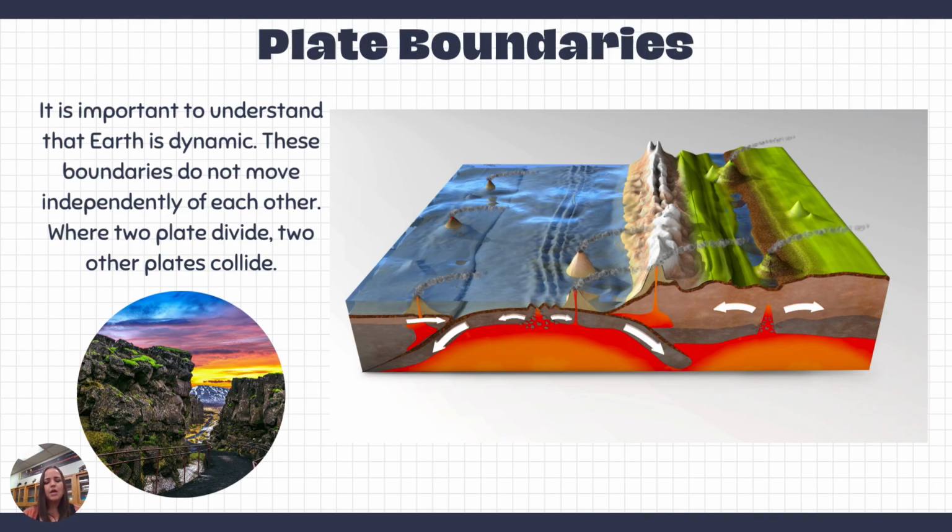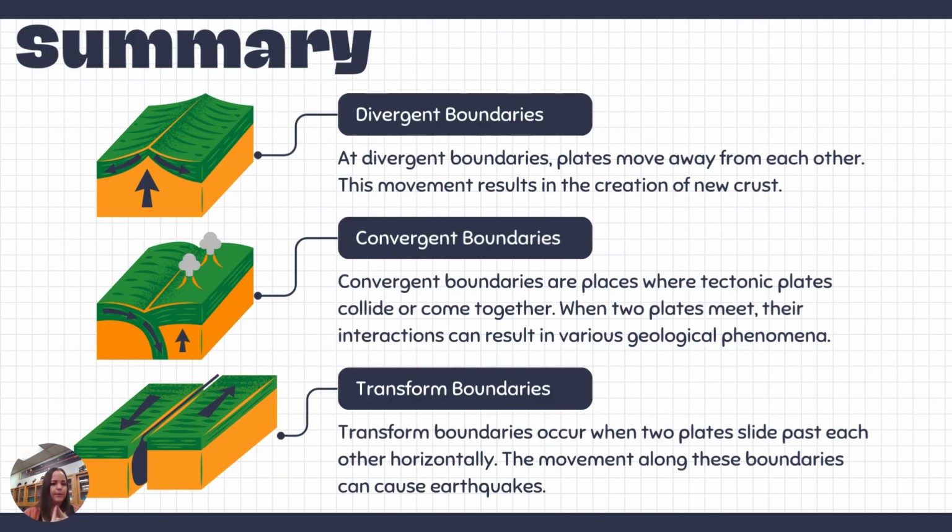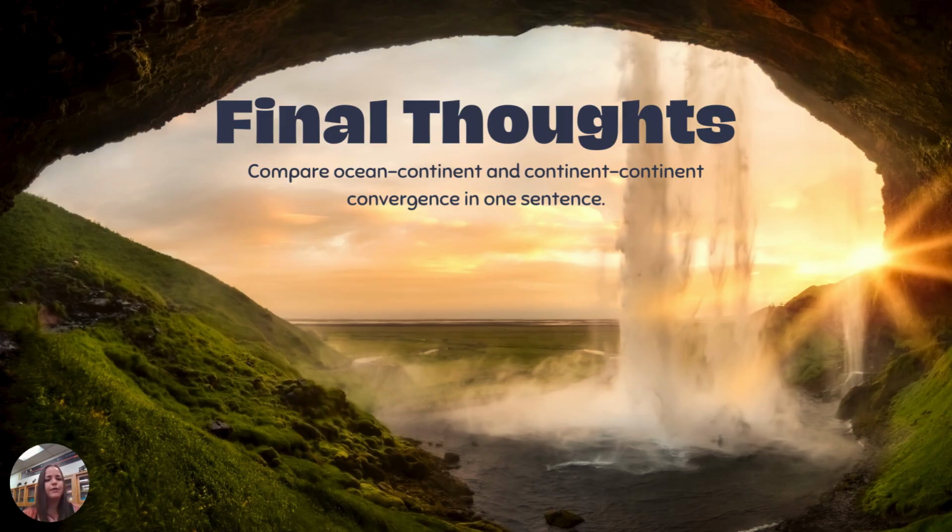So in summary, remember divergent plate boundaries pull away from each other, they create new crust. Convergent plate boundaries push against each other and they destroy things and create a lot of volcanism. Transform plate boundaries slide past each other and they don't create or destroy anything outside of earthquakes. So your final thoughts in your notes: compare oceanic continental and continental convergence in one sentence.